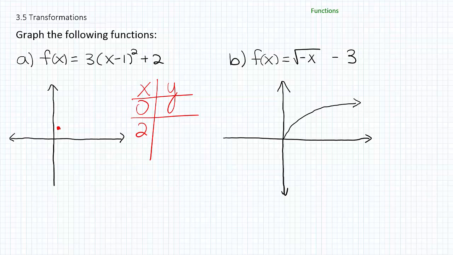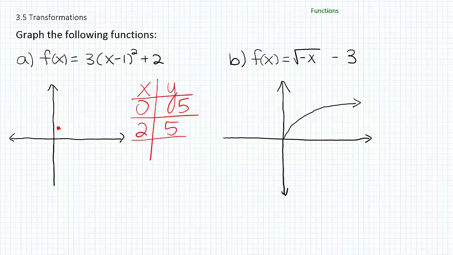What happens if you put 0 into the function? Well, if 0 goes in here, you end up with negative 1 squared, which is 1, and 3 times 1 is 3, plus 2 is 5. So we get 5. Now 2 should give us the same answer, so I'm just going to plug in 5 for that. You can check that on your own. If you put 2 into that, you get 2 minus 1 is 1, 1 squared is 1, 3 times 1 is 3, plus 2 is 5.